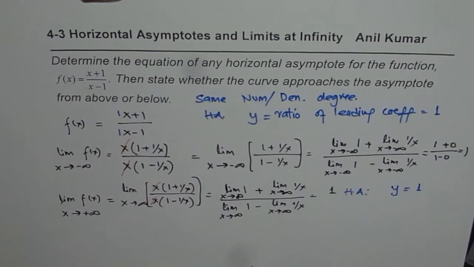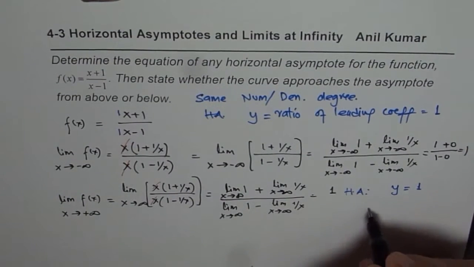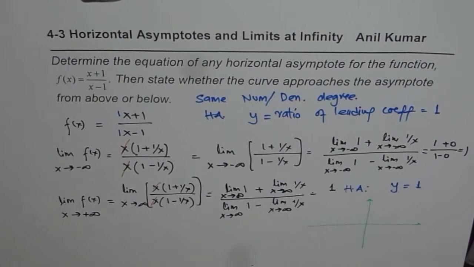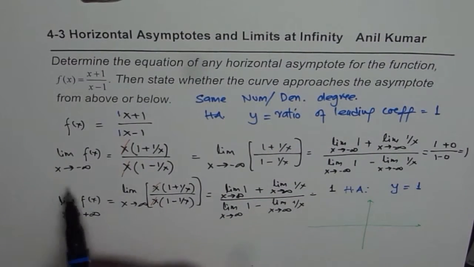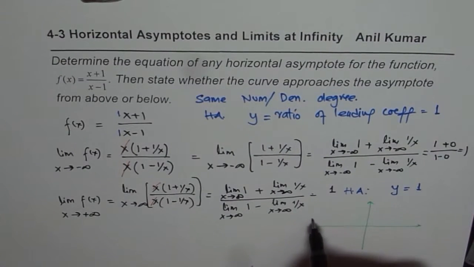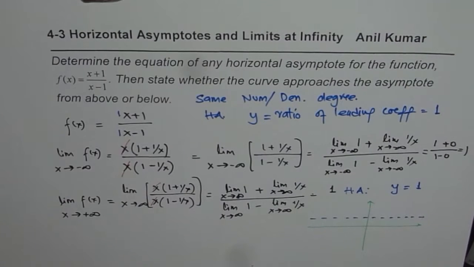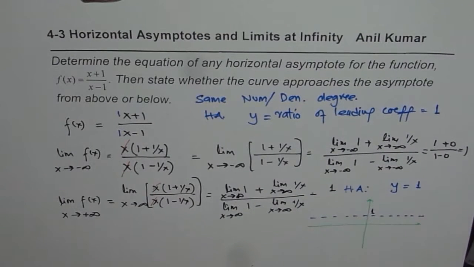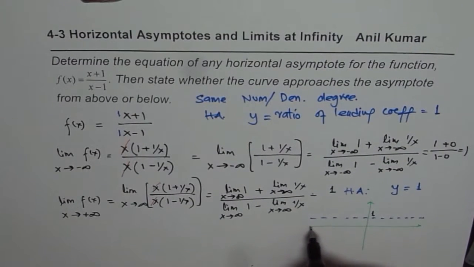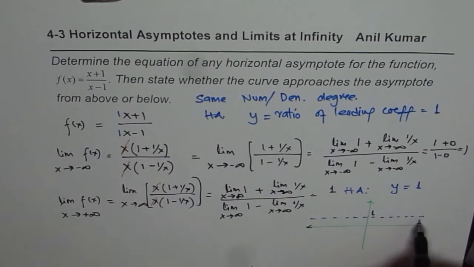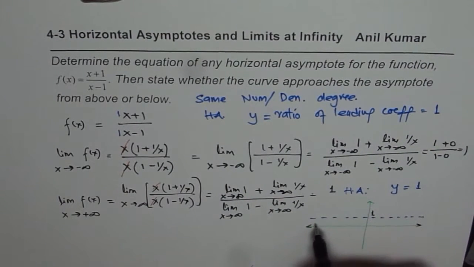Now, what does that mean? It really means this: that is our axis, and what we found is that the horizontal asymptote is 1. So that means the function is approaching this line, which is y equals 1. Now we need to figure out that when you approach negative infinity or positive infinity, the value is slightly more than 1 or less than 1. That is what you need to figure out, right?